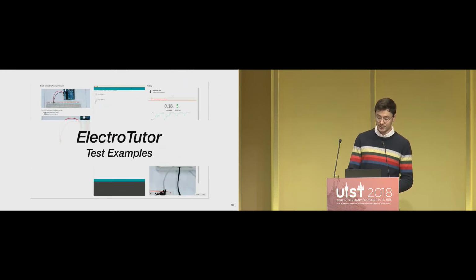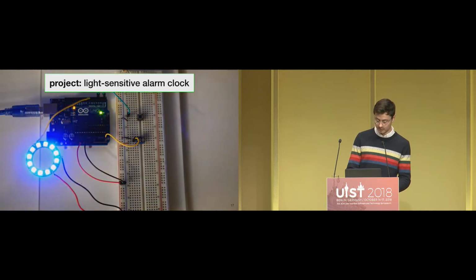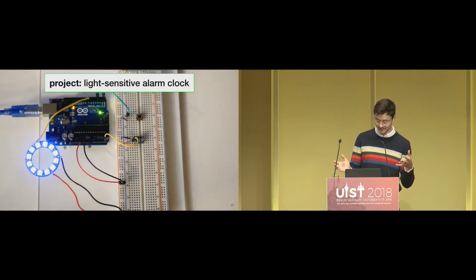Next, I'll go through how ElectroTutor leverages this test taxonomy with examples. Specifically, I'll look at tests in a tutorial for building a light-sensitive alarm clock, which basically means when a sufficient amount of light is detected, like from a flashlight, the alarm goes off and it can be reset by pressing a simple button.